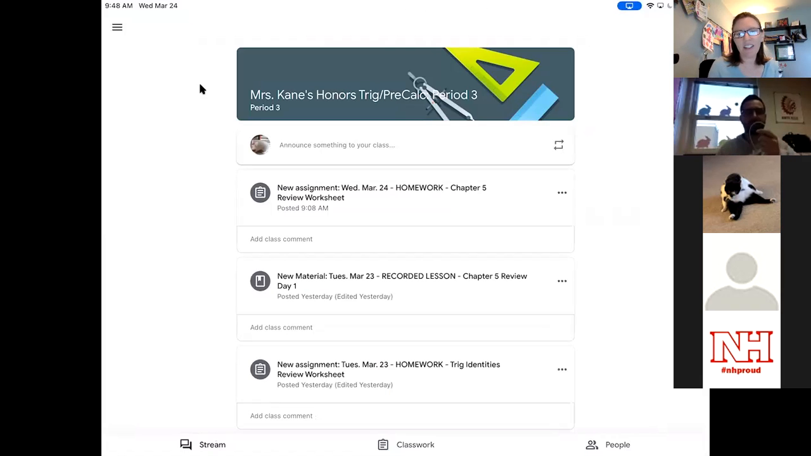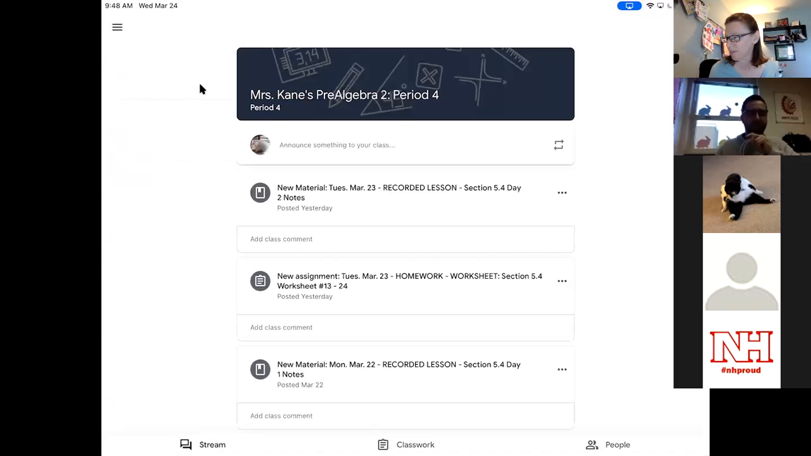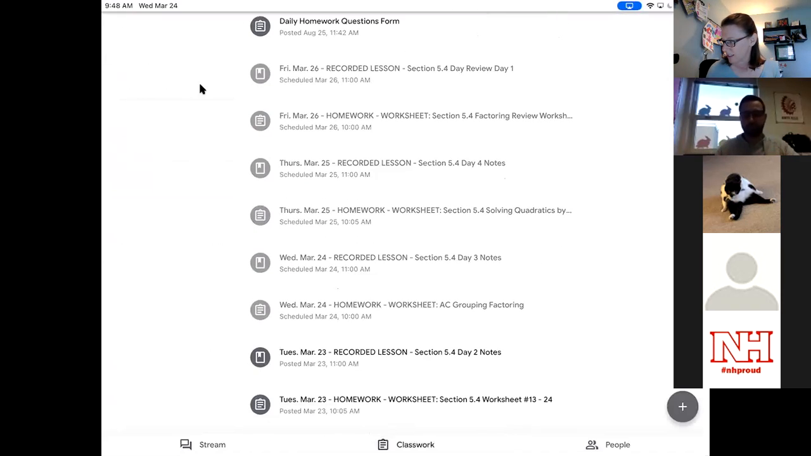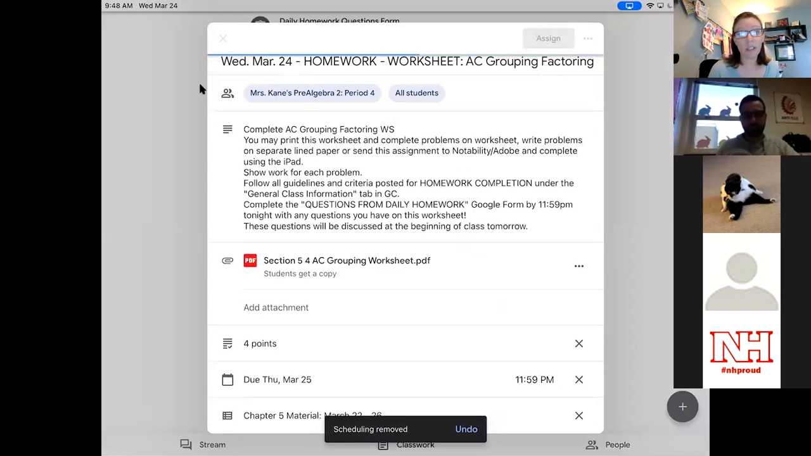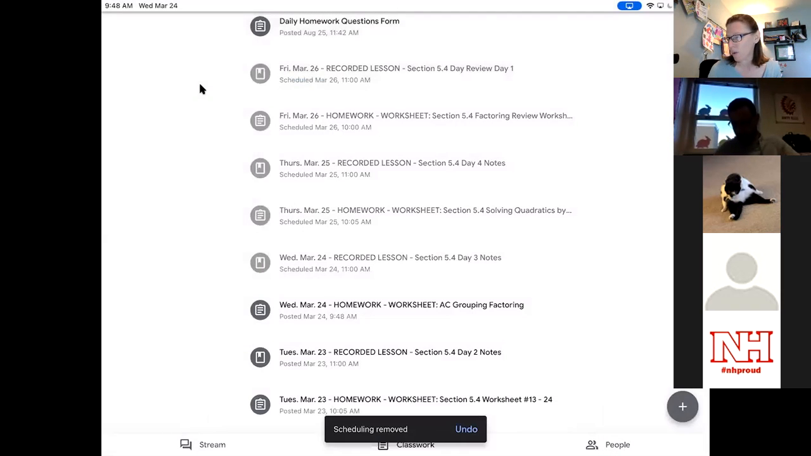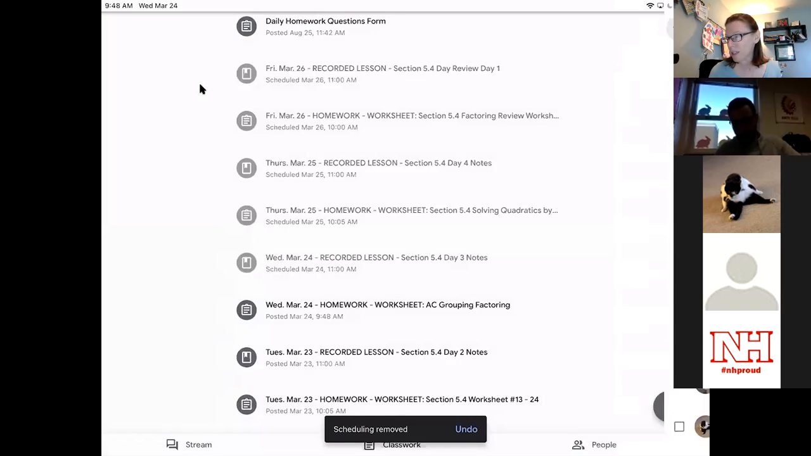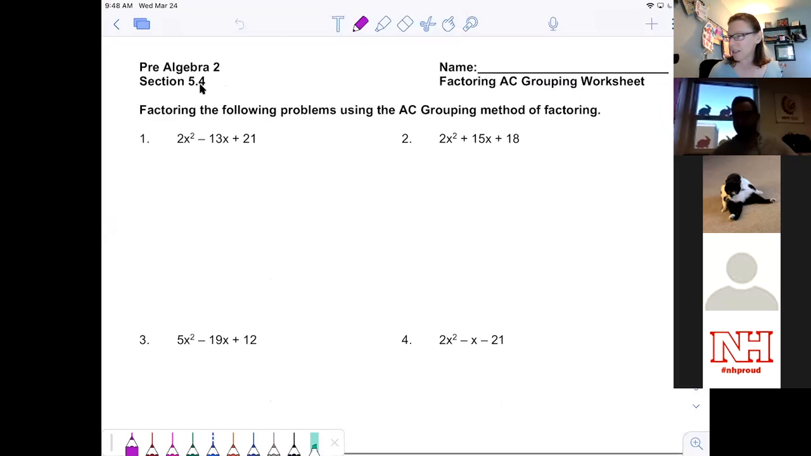So we're going to head to Google Classroom and grab today's review worksheet. And today is truly just a practice day, working on the AC grouping factoring method. So that worksheet is now posted. If you want to open that up, I'll give you a minute to do that. This is what the worksheet looks like when you open it up.